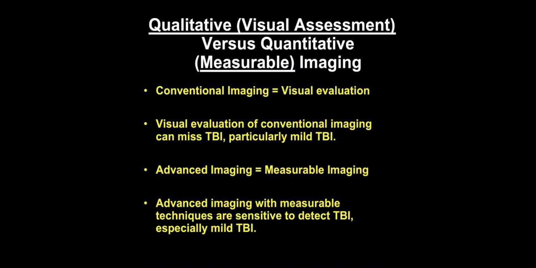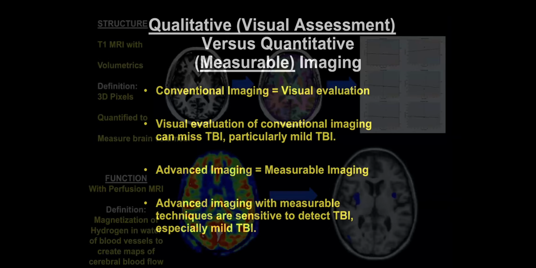So again, qualitative imaging or visual assessments versus quantitative or measurable imaging. Conventional imaging, think visual evaluation. It can miss a lot of things, especially with TBI and mild TBI. Advanced imaging means measurable imaging. These are things that we can actually measure and also sometimes see, but more reliably we can measure them. And those are very useful for detecting evidence of traumatic brain injury, especially mild TBI.